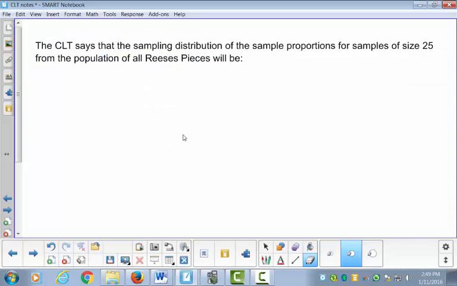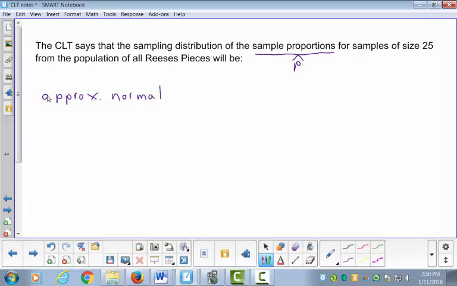Okay, so apply that to the Reese's Pieces. The CLT says the sampling distribution for all the p-hats for samples of size 25 from the population will be approximately normal. And that is where you check that your sample size was big enough. In this case, 25. I expected 45% of them to be orange, so 45% of 25 should be 11.25. That's at least 10, so we're good.